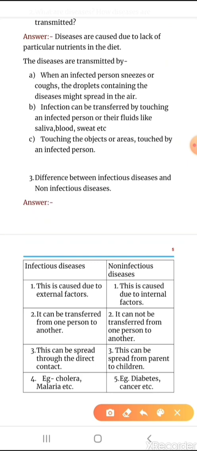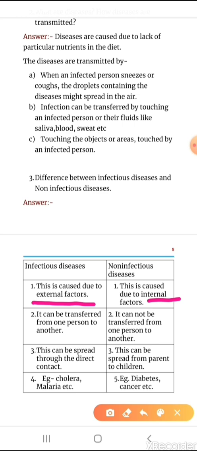First one, infectious diseases. This is caused due to external factors. Means this is not internally affected. We get these diseases through the atmosphere. Now non-infectious diseases. These diseases are caused due to internal factors, means internally inside the body. Second point, it can be transferred from one person to another. Infectious diseases can be transferred from one person to another. Non-infectious diseases cannot be transferred from one person to another.